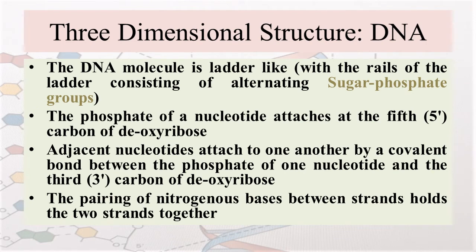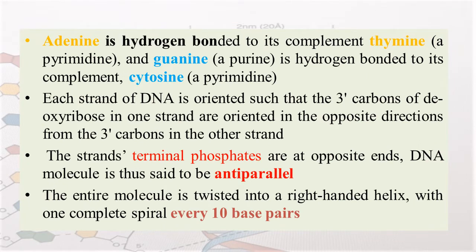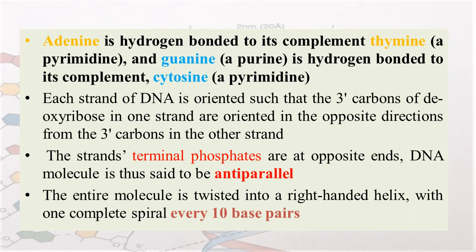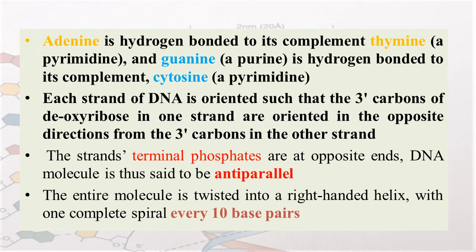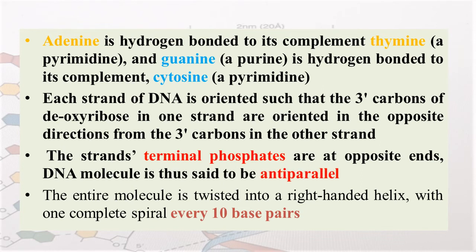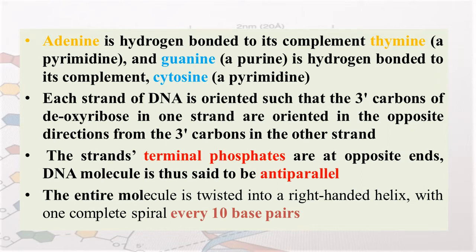Similarly, the pairing of nitrogenous bases between strands holds the two strands together. Adenine is hydrogen bonded to its complement thymine, whereas guanine always pairs up with hydrogen bond to its complement cytosine. Each strand of DNA is oriented such that the 3' carbons of deoxyribose in one strand are oriented in the opposite direction from the 3' carbons in the other strand. The strands' terminal phosphates are at opposite ends. The DNA molecule is thus said to be anti-parallel. This is a very important point, students.